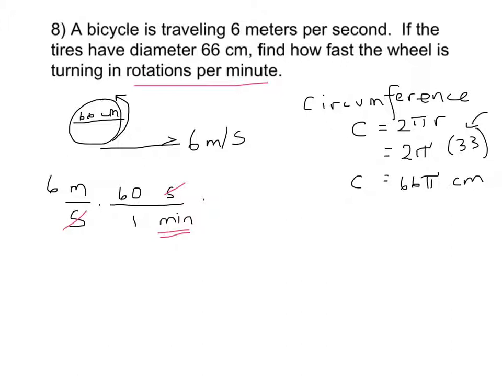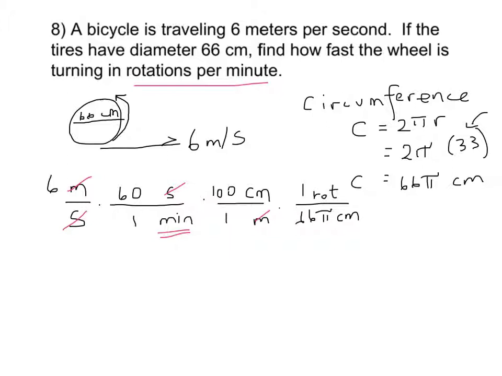Well, that's going to cause me a little bit of problem because the unit that I have right now is meters. So let's take a second and change our meters into centimeters so that we can deal with a centimeter conversion. So here my meters are going to cancel. Remember that there are 100 centimeters in 1 meter. So there's my next unit conversion equivalency. And now I can say that the circumference, which is 66 pi centimeters, is equal to 1 rotation.